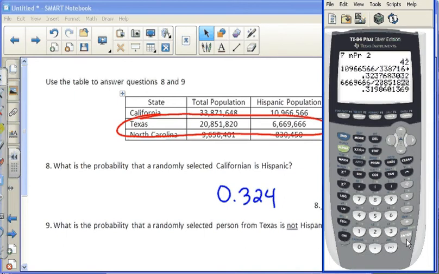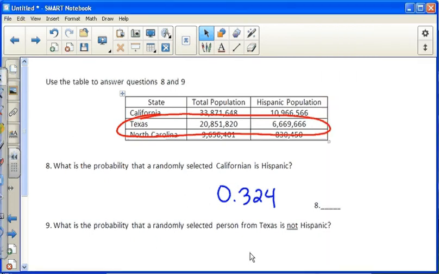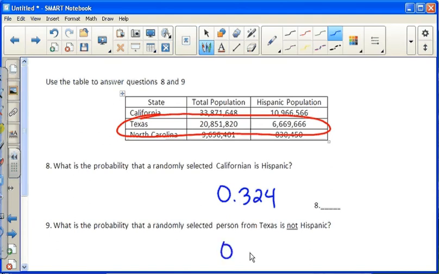and we get 0.319. So if that's the probability that someone in Texas is Hispanic, then to find the probability that they are not Hispanic, you just do 1 minus that number. That gives us 0.680. So there's a 68% chance that someone we chose from Texas would not be Hispanic.